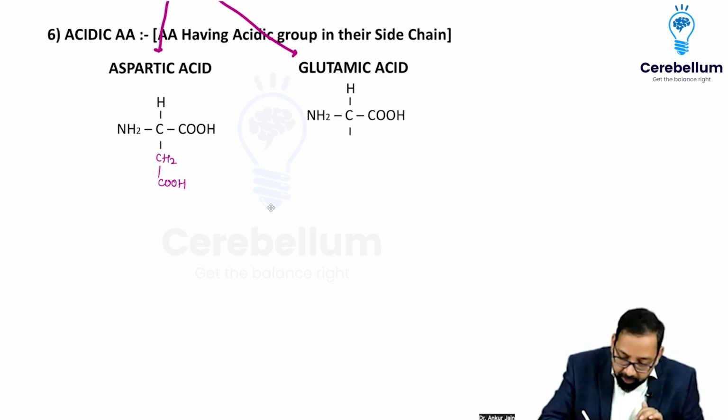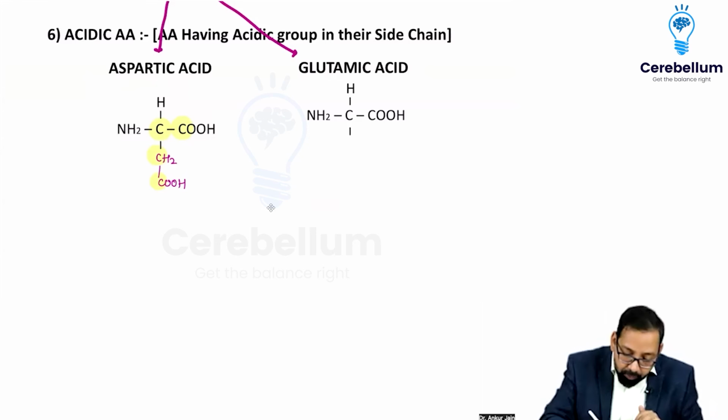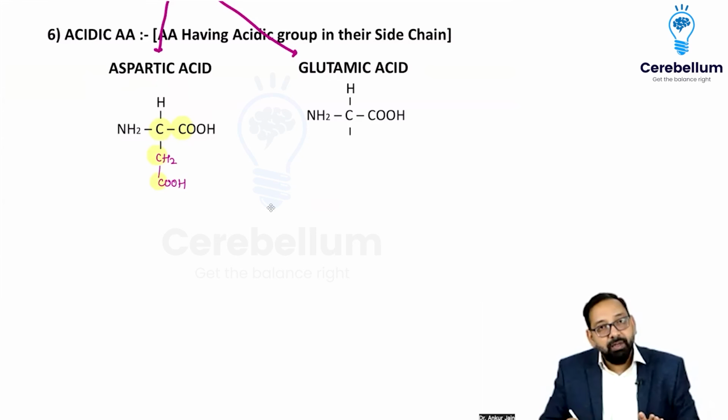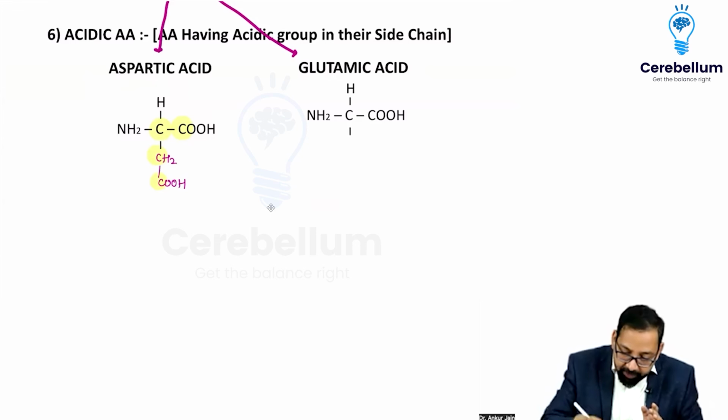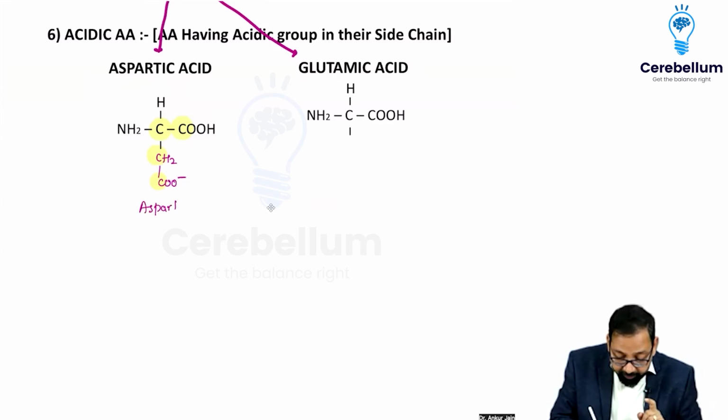If I count the number of carbon, you will say, sir, 1, 2, 3, 4. Four carbon atoms are there. And we know wherever a carboxylic group is there, the carboxylic group ionizes. Carboxylic group ionizes to acquire which charge? Yes, negative charge. So now if aspartic acid is ionized, I will say it is aspartate.